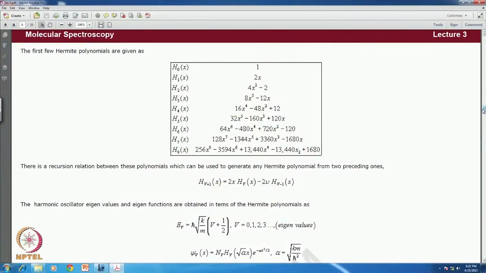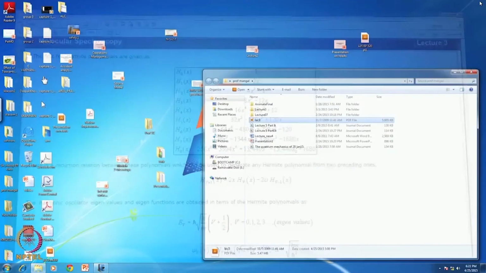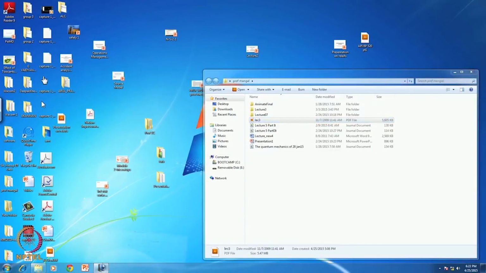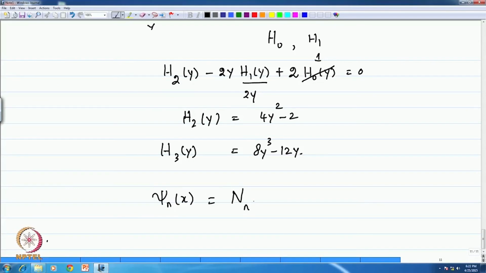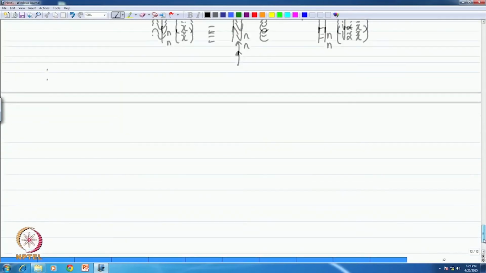So, let me summarize this with the only other thing that I have not yet mentioned, namely if we write psi n of x as a normalization constant N and an exponential e to the minus alpha x squared by 2 multiplied by the Hermite polynomial h n of root alpha x. The one more unknown quantity that we have is the normalization constant N.